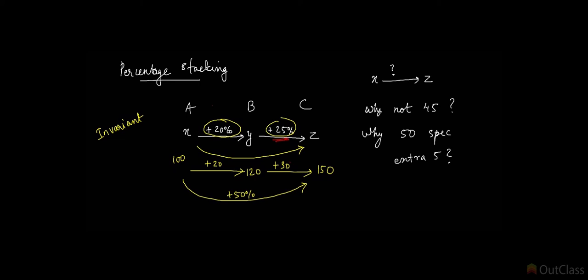So the first 20% increases the starting value by 20%. The second 25% actually increases the quantity by 30% of our starting value. That is one way of understanding where this extra 5 is coming from. Now you can also look at it this way.